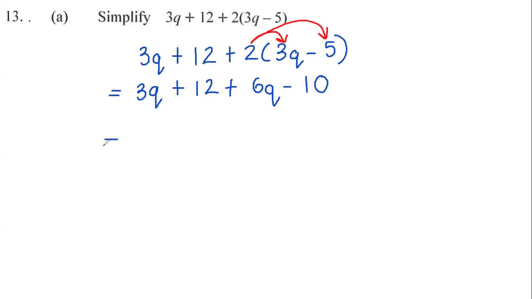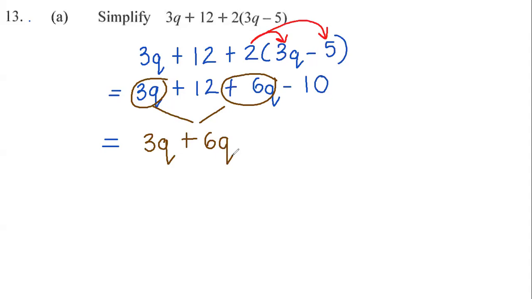Now, the only thing for us to do is group these. So I have 3q and I have 6q. Now we can group them. So we group the like terms. This is gonna be 3q plus 6q. What do we do after that? What do we do after this? You add them. No, some of them I have to do before I add them.